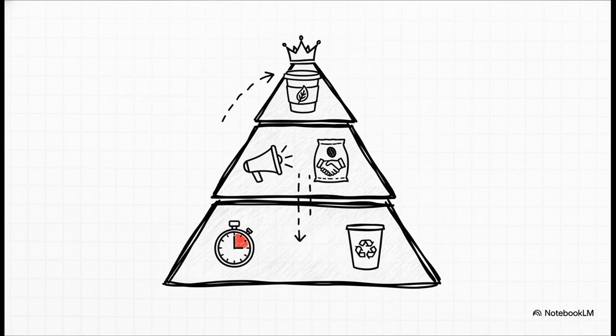So let's put this into practice with a quick case study. Picture a cool local coffee shop. At the very top of their pyramid, their main strategy is to be the best eco-friendly coffee spot in town. Okay, so in the middle, at the business level, they're looking at things like marketing and how they're sourcing their beans sustainably. And then right down at the base, the day-to-day operations, they're measuring things like how fast the baristas are, how much waste they're producing, and whether their cups are compostable.